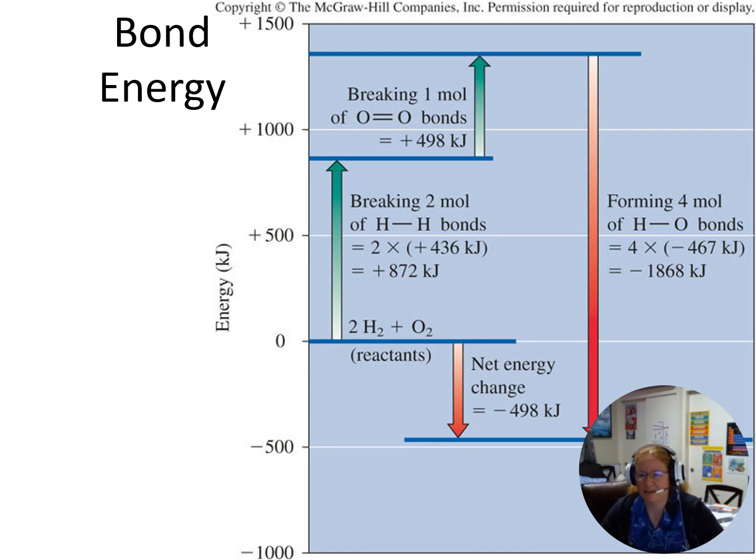And so basically what we get is this whole diagram where we're looking at, here's what it costs to break this. Now that we've broken everything, here's what we gain from forming, and then our net change is adding those together. So I would take the 872 kilojoules plus the 498 kilojoules minus the 1,868 kilojoules. We have that net change of negative 498. So it is exothermic. It gives energy off.